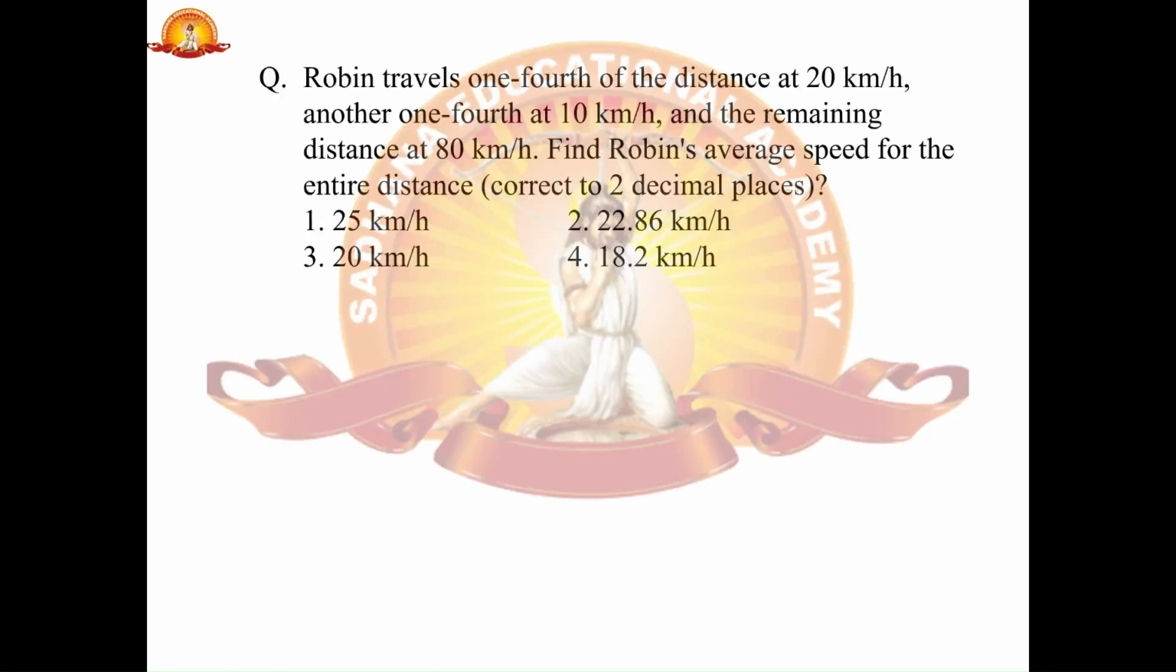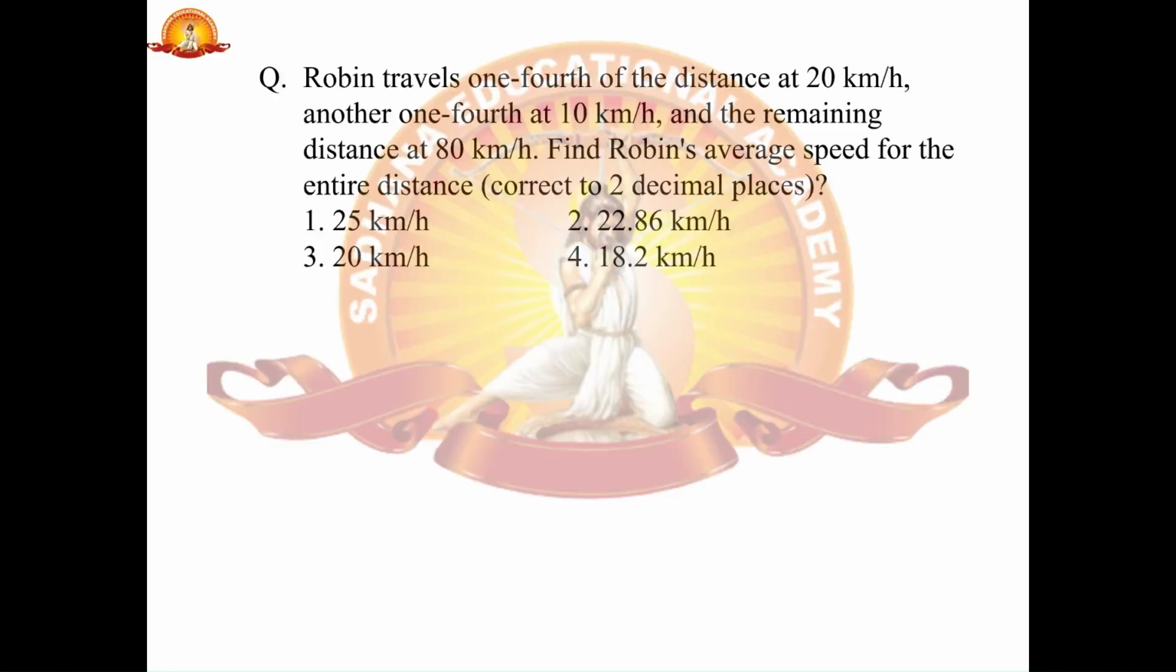Robin travels 1/4 of the distance at 20 km per hour, another 1/4 at 10 km per hour, and the remaining distance at 80 km per hour. Find Robin's average speed for the entire journey.